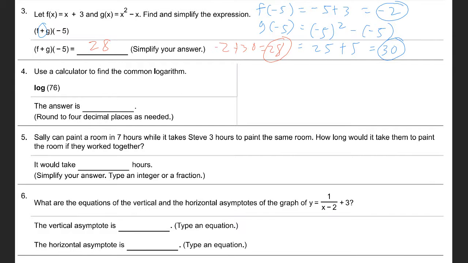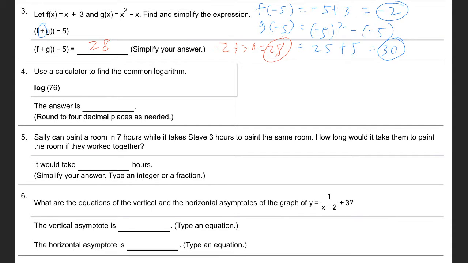The second solution would be you have to add x plus 3 plus x squared minus x and get the sum. And then after getting the sum, you plug in -5. It will give us the same result, still 28.